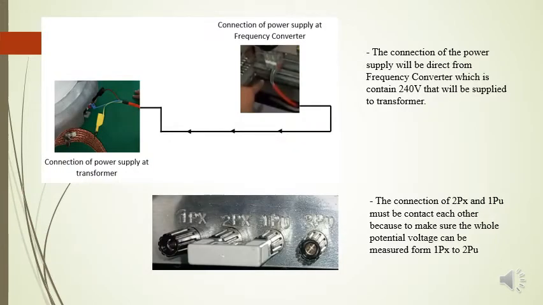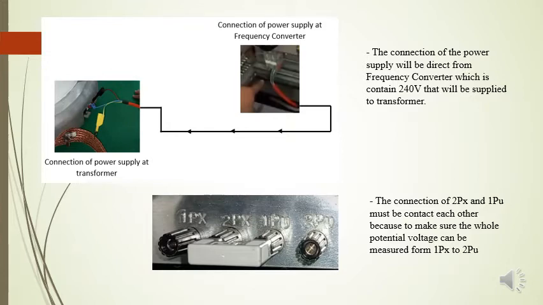Next, I will explain the connection circuit between the frequency converter and the transformer tap point. The power supply connects directly from the frequency converter, which provides 240 volt to our current transformer. It is because the current transformer, or the PZT transformer, has a rated voltage of about 240 volt, so the transformer will run smoothly.